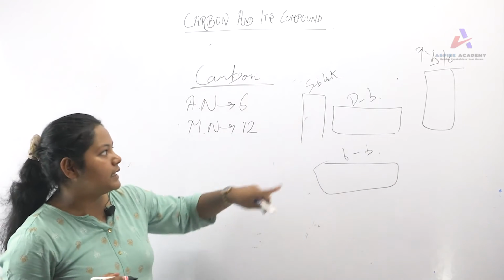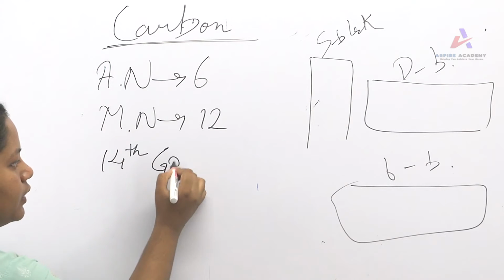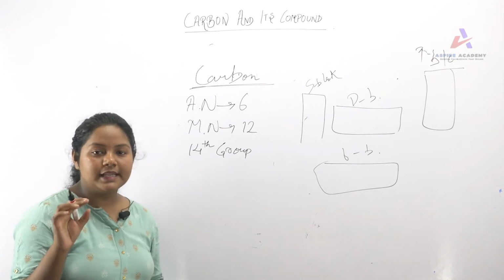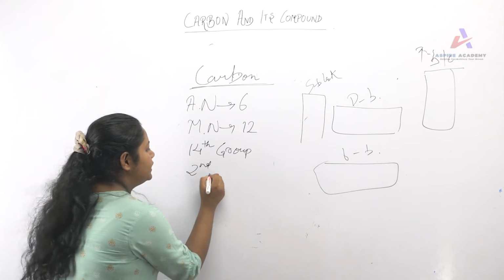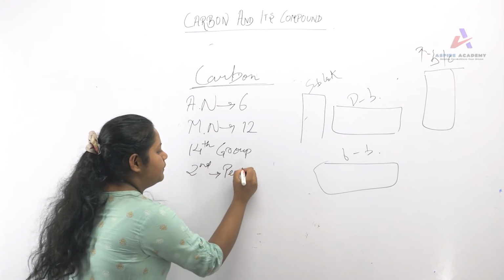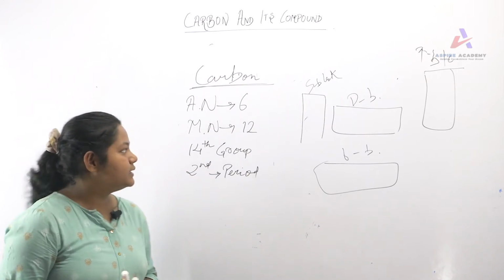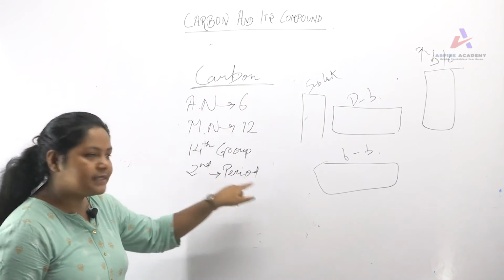It is in the 14th group. You have already learned about group and period in class 9. And it is found in the second period. Carbon is a non-metal. Its atomic number is 6, mass number 12, group 14, period 2.